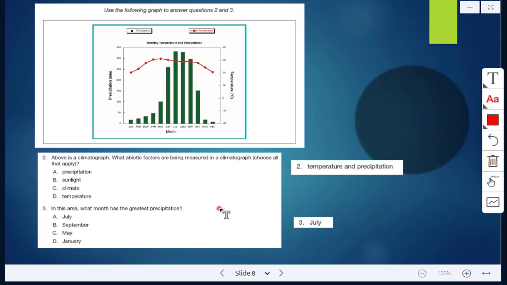Question 3: in this area, what month has the greatest precipitation? Looking at the bar graph, it would be July. July has the greatest precipitation.